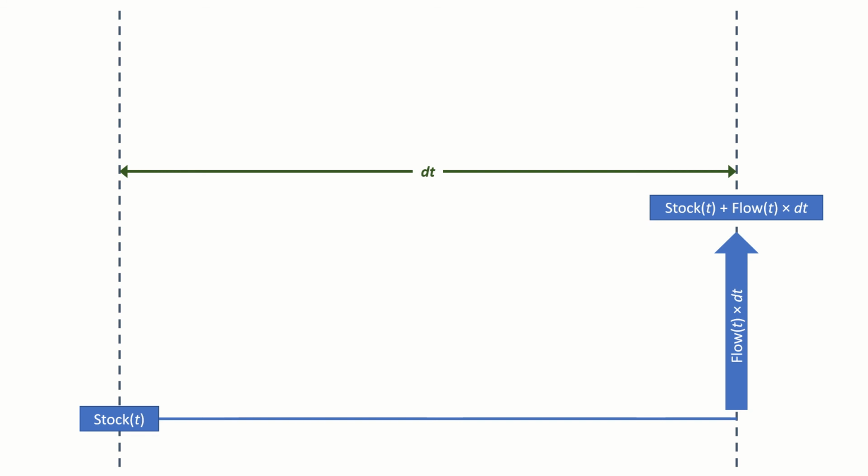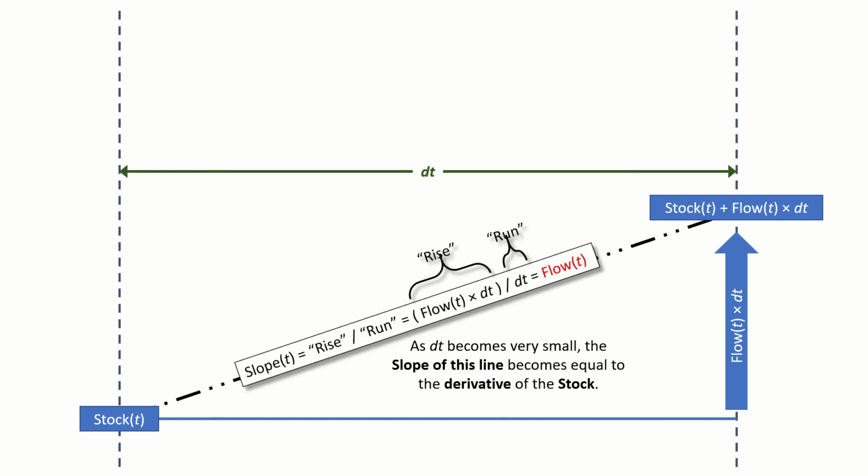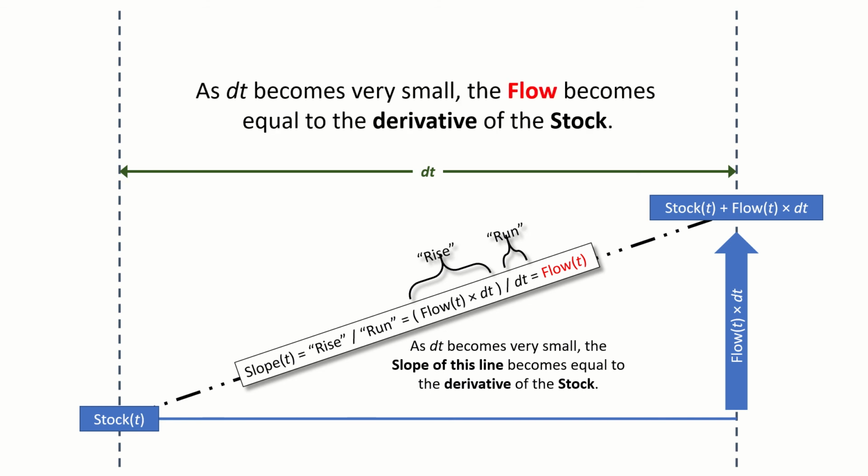So if I zoom in on what's going on in the dt, I have my stock way over here at the early time, and then I have my stock plus the interest at the late time. And if I connect them with a straight line, the slope of that line is equal to the derivative of the stock formula. So if I had a formula for stock, and I took the derivative of that formula with respect to time, then I would actually get something that was equal to this slope.